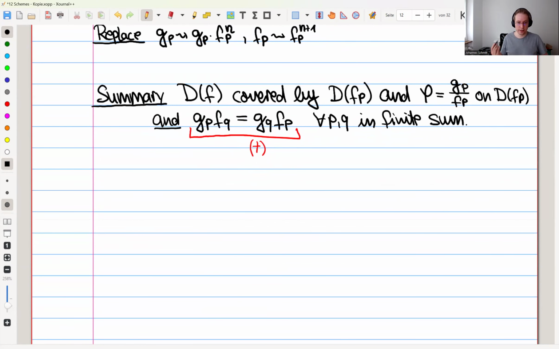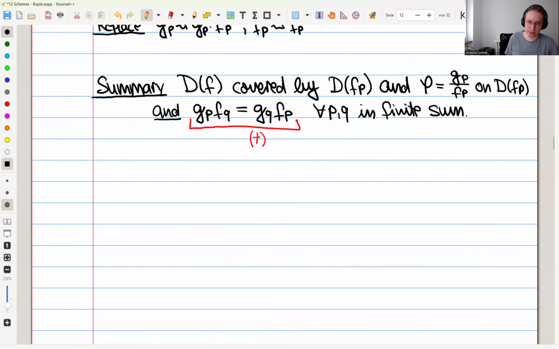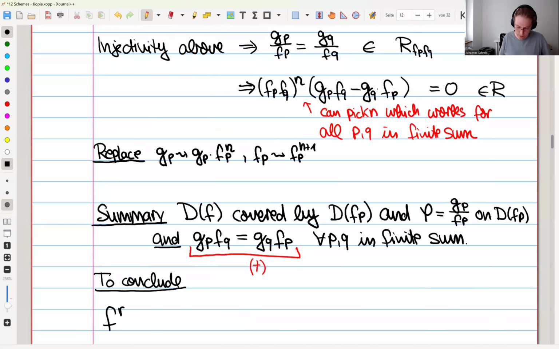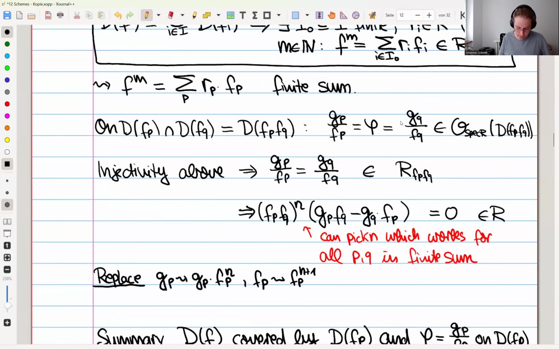To the final thing, because now we wanted to prove a surjectivity statement, and now we can actually write down which element maps to this phi. So we can write down the pre-image. So to conclude, we have already seen this thing here.